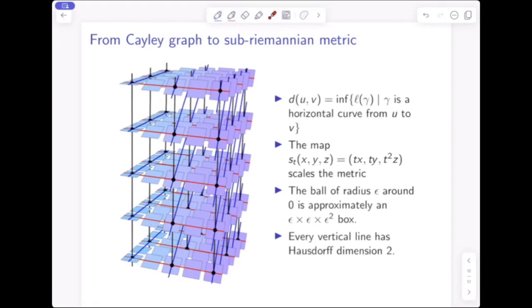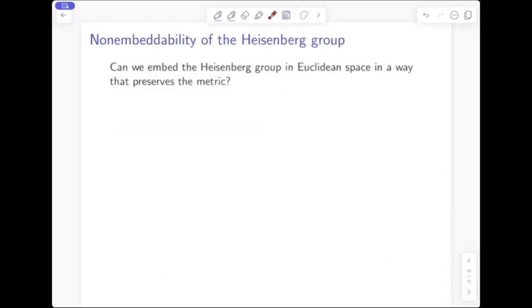I guess I should say, one thing we can say about this picture is that it doesn't preserve the metric. We said that every vertical line in the Heisenberg group has Hausdorff dimension 2, but in this picture we've drawn all those vertical lines with dimension 1. So this is not a very geometrically accurate picture of the Heisenberg group. And we can ask, can we draw a better picture? Can we embed the Heisenberg group in Euclidean space in a way that preserves the metric? And it turns out the answer is no.